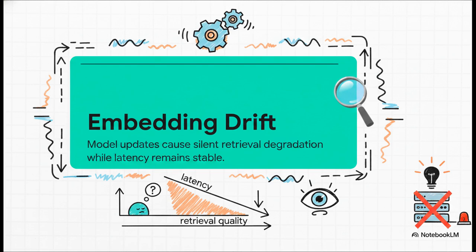If you aren't monitoring this specifically, your users are going to notice your AI is giving garbage answers long before your engineering team ever sees a warning light. It's a massive operational risk.